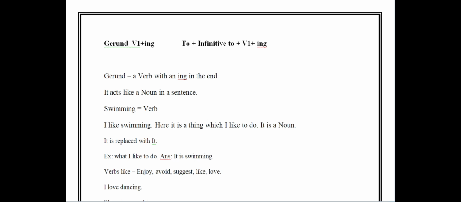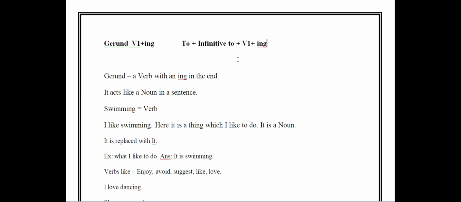One of the most important chapters in grammar, which is gerund and to plus infinitive. Whatever you are doing, either it is in your writing or speaking or even in your competitive examination, this is one of the most important chapters and you all should definitely command this. So first of all, let's understand what is a gerund.